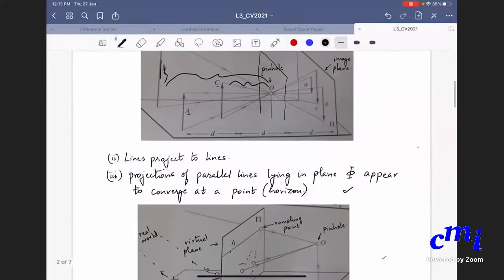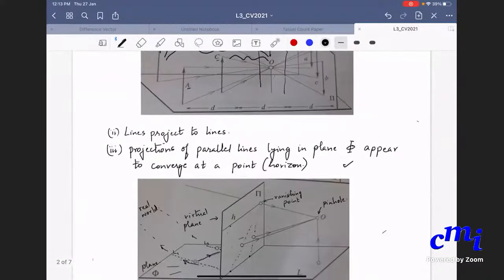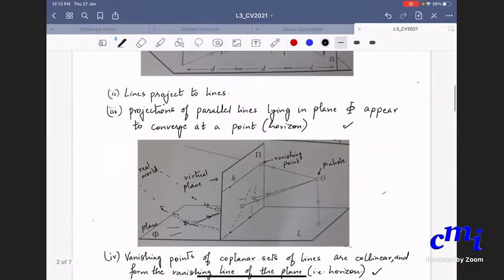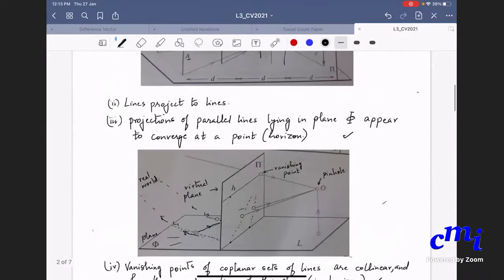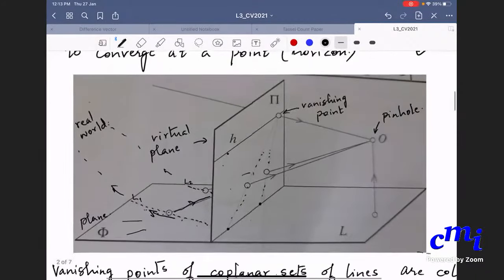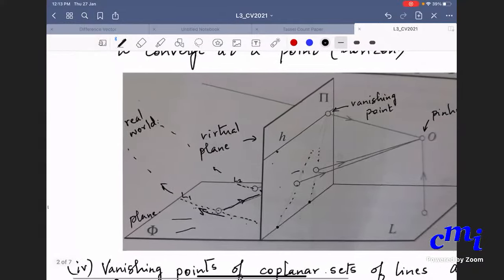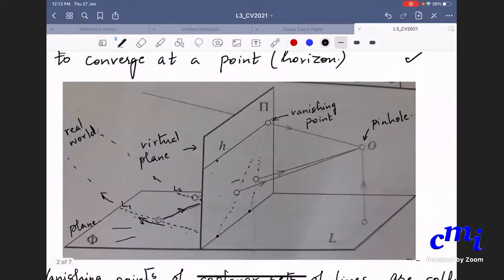As I said, let's talk about why projections of parallel lines lying in a plane phi appear to converge at a point, which we will say is a point on the horizon. So let's look at this image. Here, this thing is the virtual image screen. Here is my pinhole, and the actual image screen is somewhere behind here.